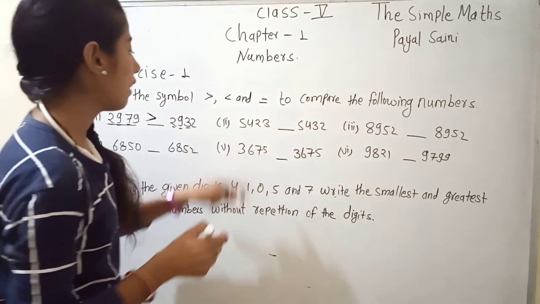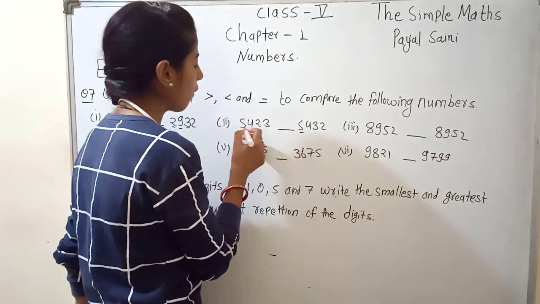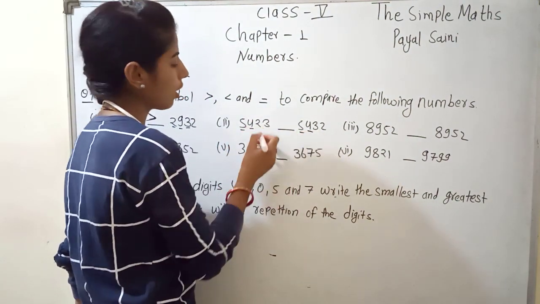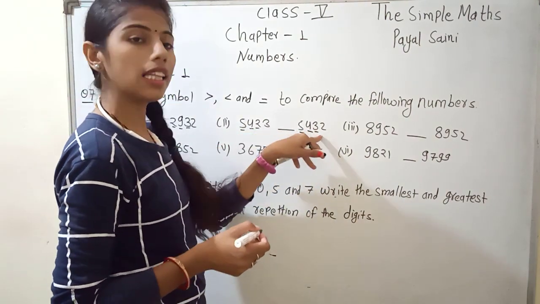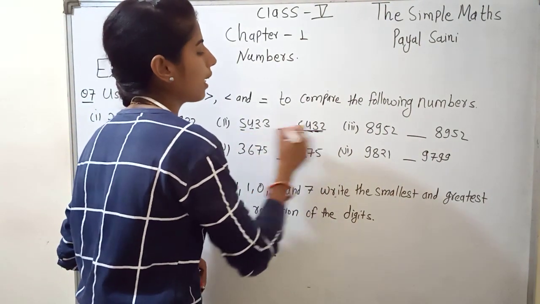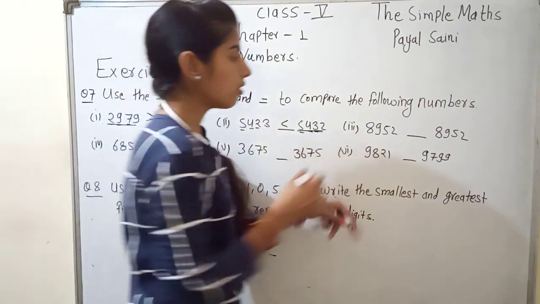Next, question number second: here is also 5, and next is 4. Here is 2 and here is 3. Then we can say 2 is smaller than 3. Then which number is greater? The second number is greater.